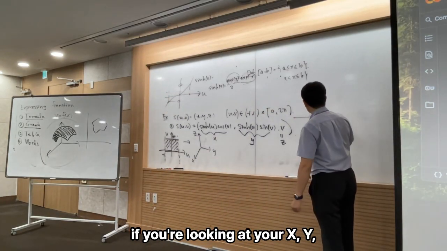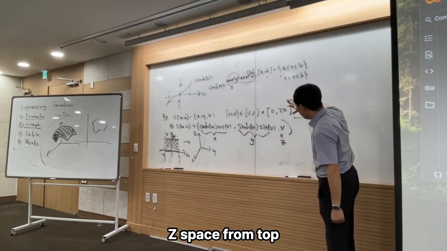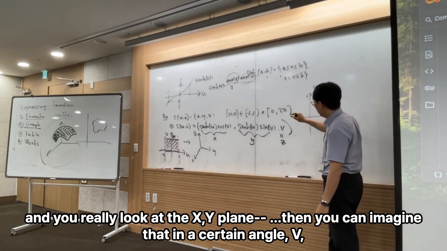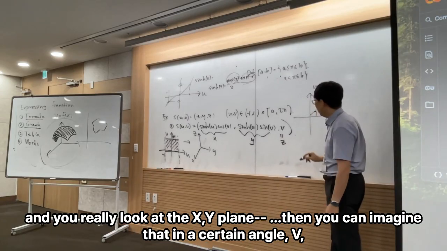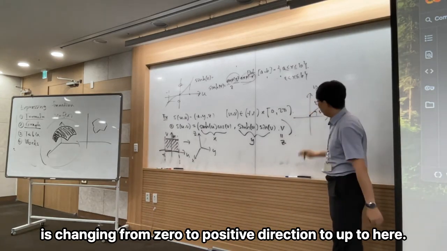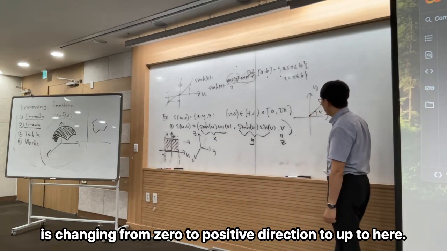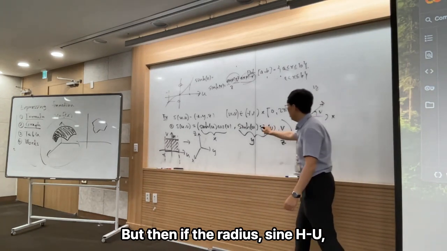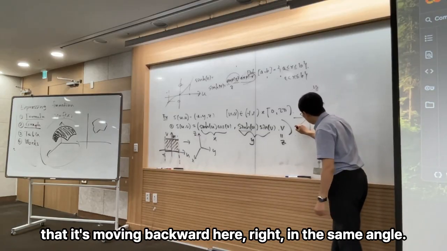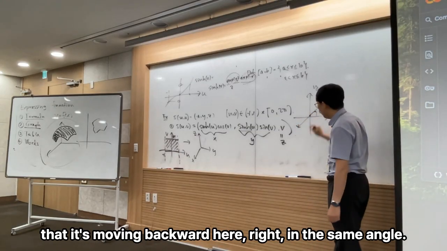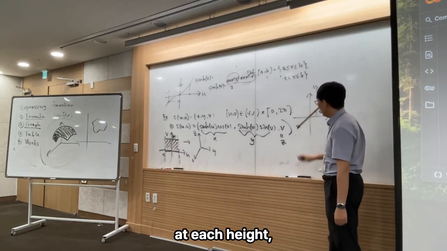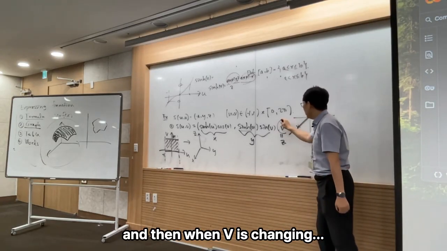If you're looking at your x, y, z space from top and you really look at the xy plane, then you can imagine that in a certain angle v, the radius is changing from 0 to positive direction up to here. But then if the radius sinh u is changing to negative, then you can see that it's moving backward here, right? In the same angle. So you have a line segment right here at each v, at each height.